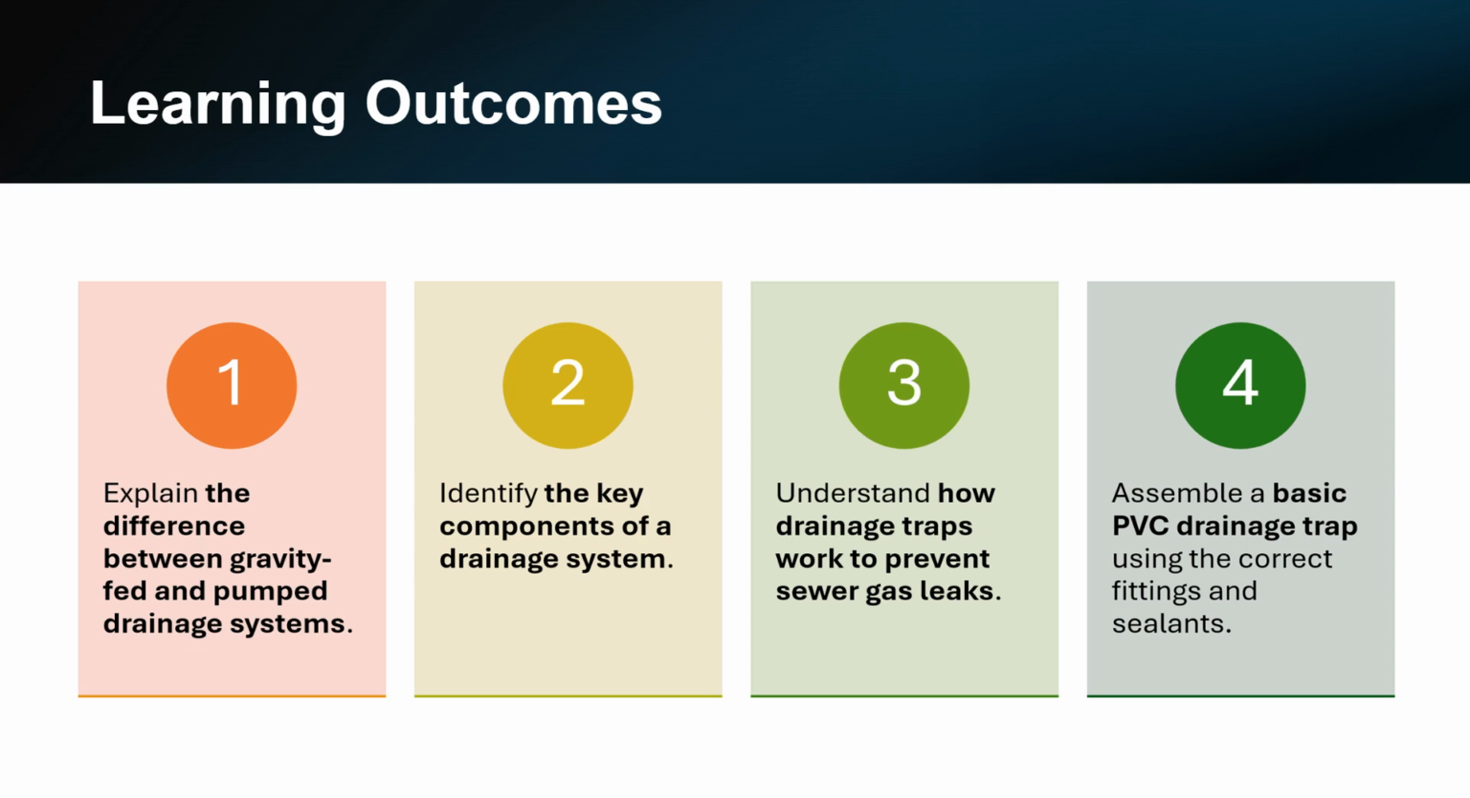By the end of Module 7, you should be able to explain what a drainage system is. You'll understand the purpose of drainage, not just to remove wastewater, but to protect health and structure. Describe gravity-fed and pumped drainage systems. You'll know how water flows naturally, and how we assist it when gravity isn't enough. Identify key drainage components and traps, from pipes and vents to traps and access points. You'll know how they fit together and why each one matters.